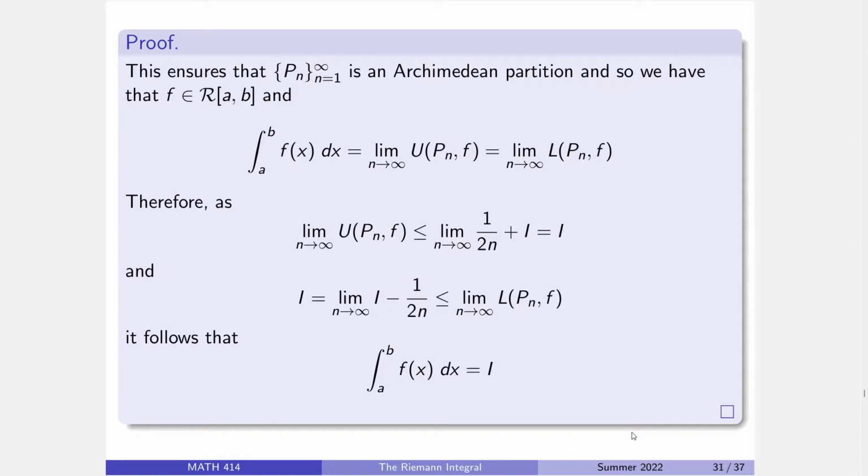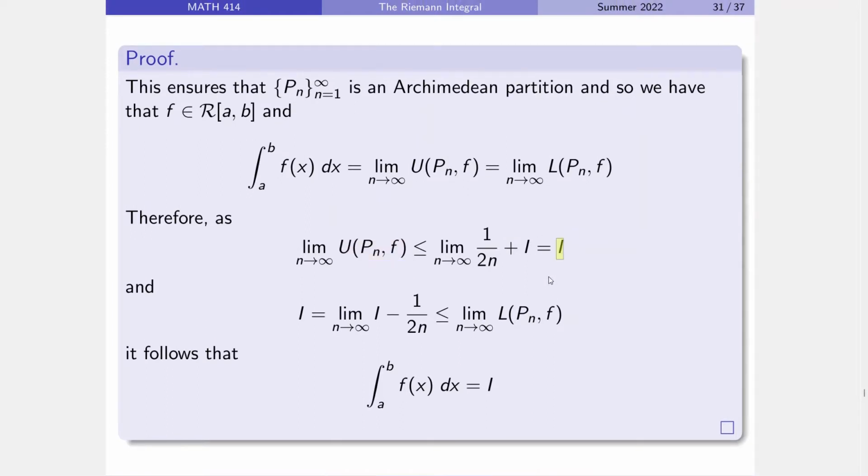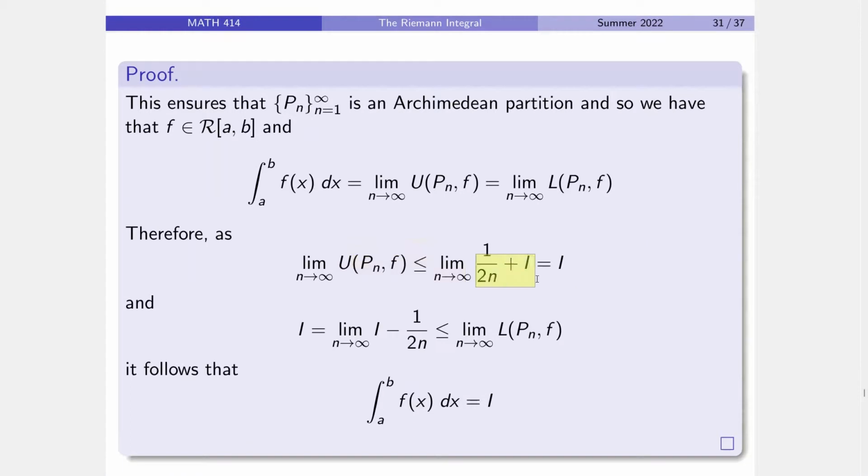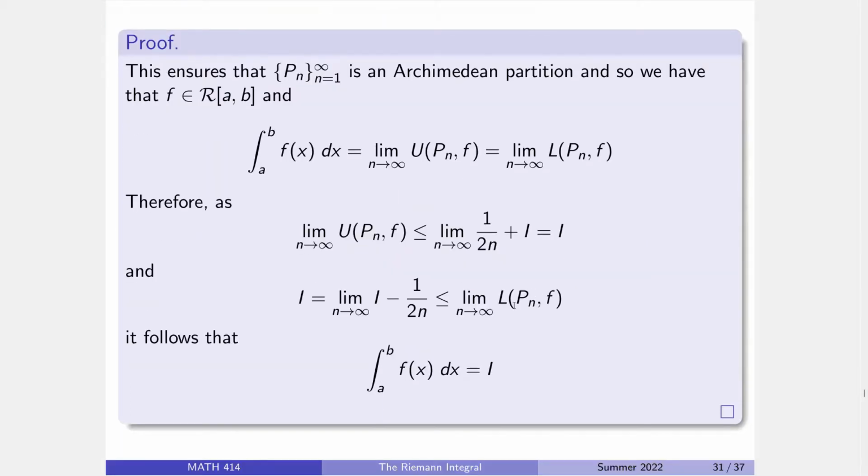And note by construction, the limit of the upper sums is bounded above by I, because these are always less than or equal to that. Likewise, the limit of the lower Darboux sums is greater than or equal to I. So they actually must equal each other, and there we go. We're Riemann integrable. And the I, the number that, given an epsilon, the Riemann sums get within epsilon of for any such delta, must actually equal the Riemann integral. Beautiful, there we go.